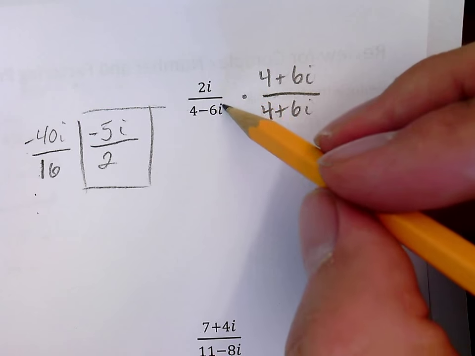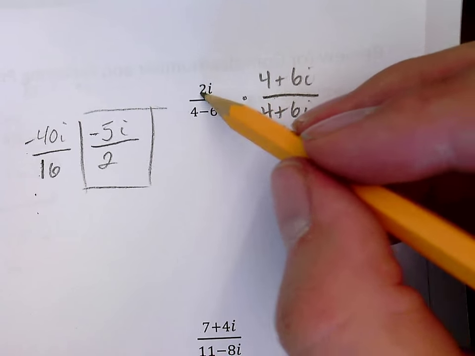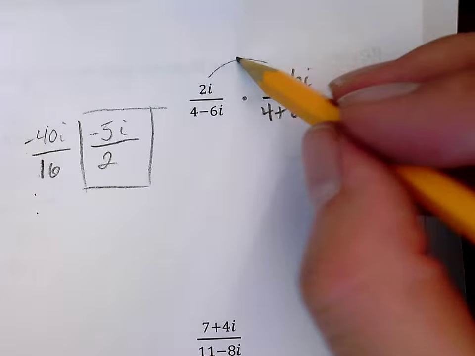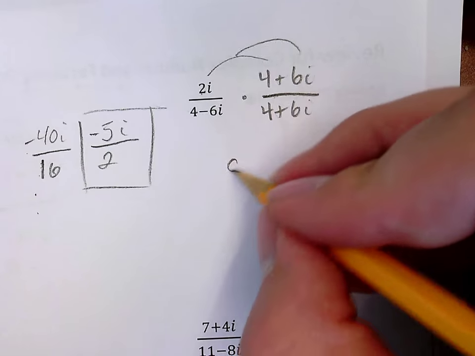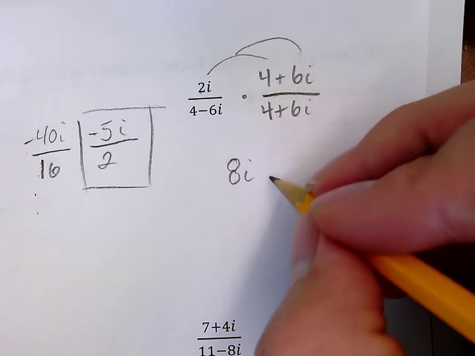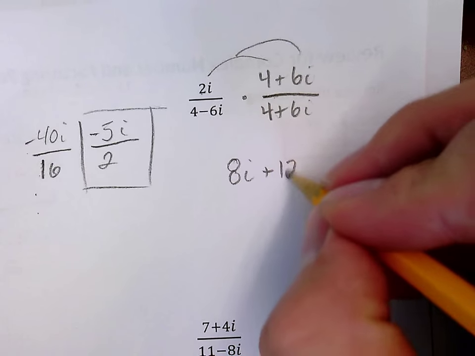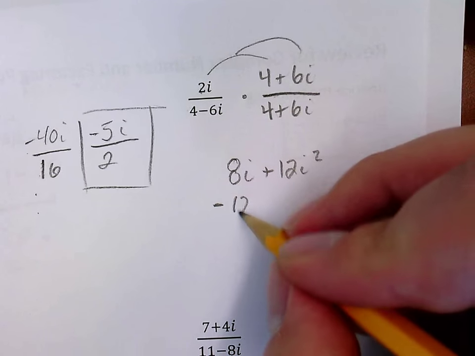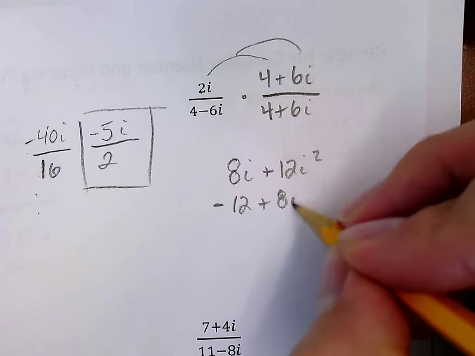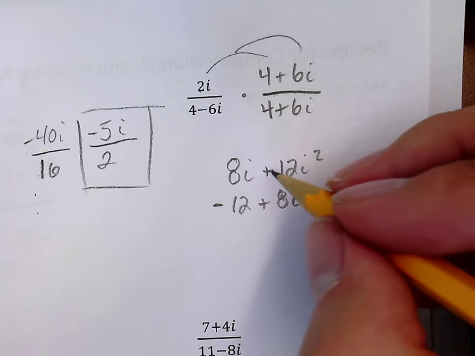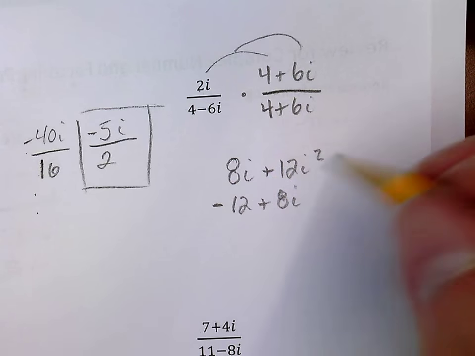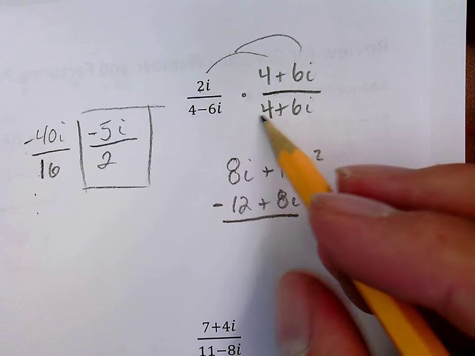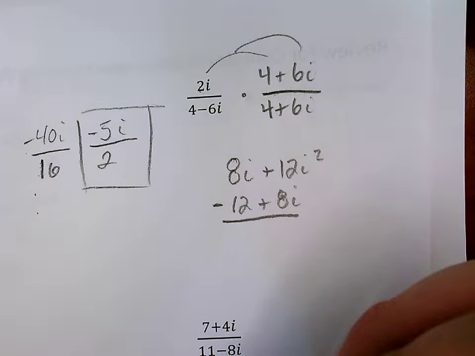So I'm going to do the top first. What this is saying is you're taking 2i, multiplied by this whole thing. So we have to distribute this to both terms. So it becomes 8i plus 12i squared, which will turn into negative 12 plus 8i, because remember, this changes the sign of this, and then it goes away. That's the top part.